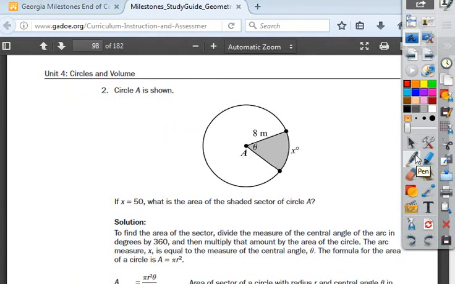All right, what would the area of this sector be? Well, I'm going to do degree over 360 times pi r squared. What's the degree in this problem? 50. It tells me if x equals 50, that means this is 50. So I'd say 50 over 360 times pi 8 squared. That would be my area of that sector.